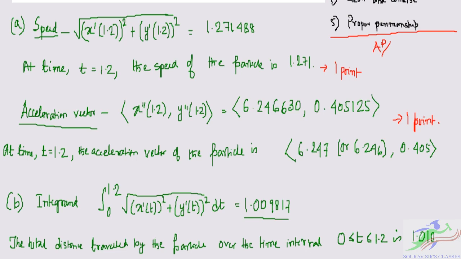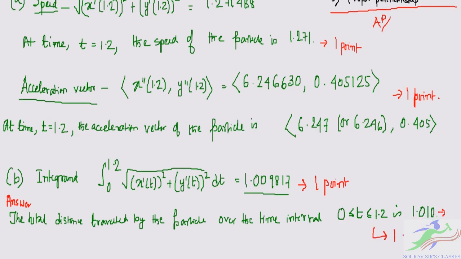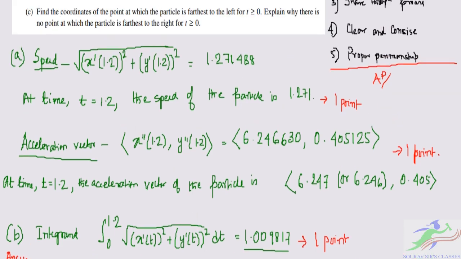So here the point distribution is this: 1 point over here, and this will be the answer. We have to mention this answer in this manner. So this is 1 point. So in total you have in part B 2 points. Now let us check what is part C.